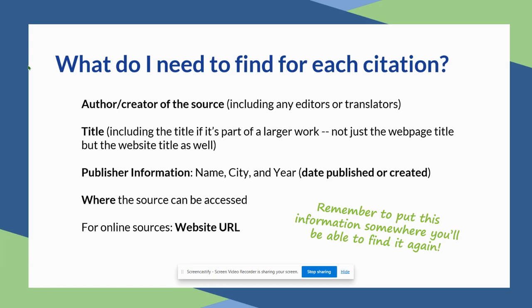But generally, some of the important things we need to know are the authors and creators of the source, including editors or translators; a title, including the title of the larger work if there is one, not just the web page title but the website title as well; and publisher information: where it was published, who published it, who was in charge of publishing it, and, really importantly, the date it was published or created.